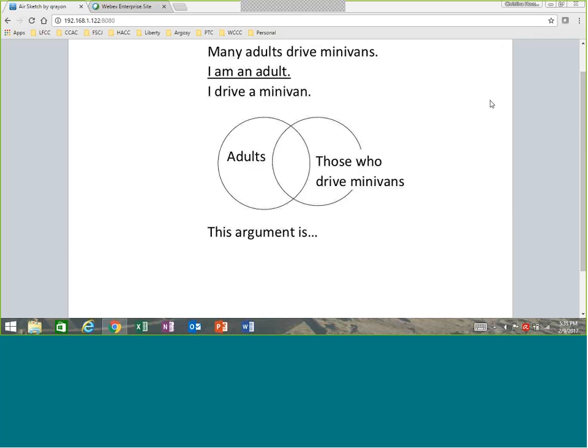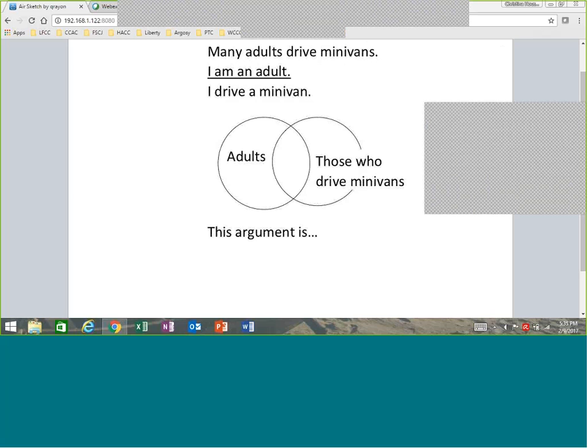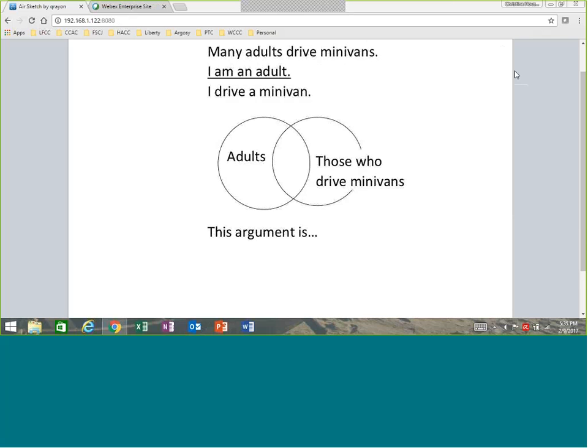Okay, so here's what I'd like us to do. Since we do have people logged in at this point and it's a live thing, I'm going to give you a moment to type in the chat box whether you think this one is valid or invalid. I've gotten the diagram started.